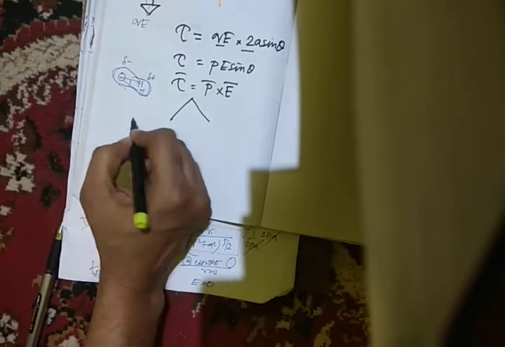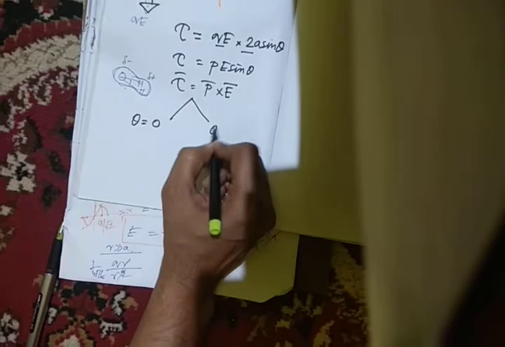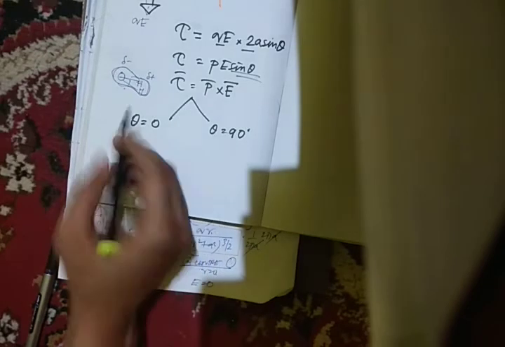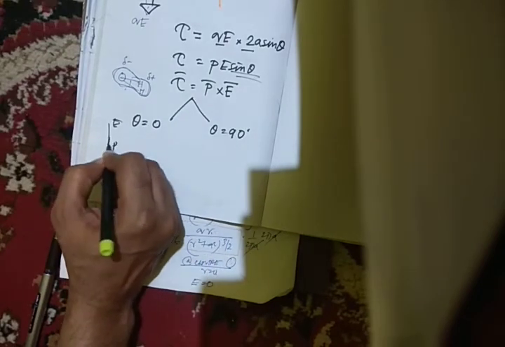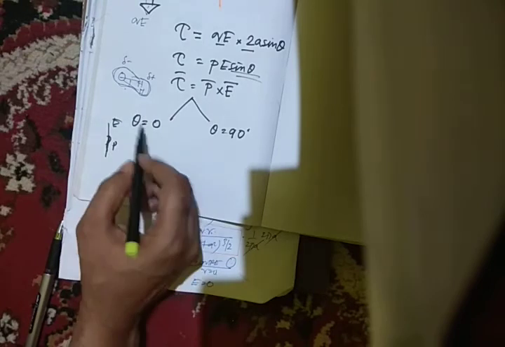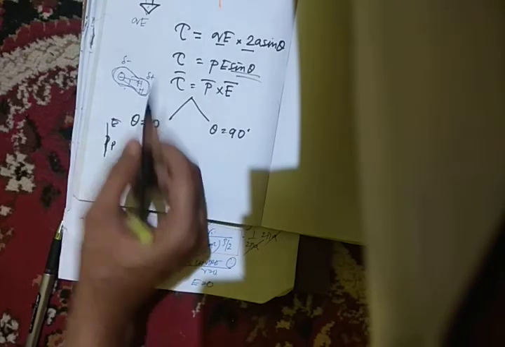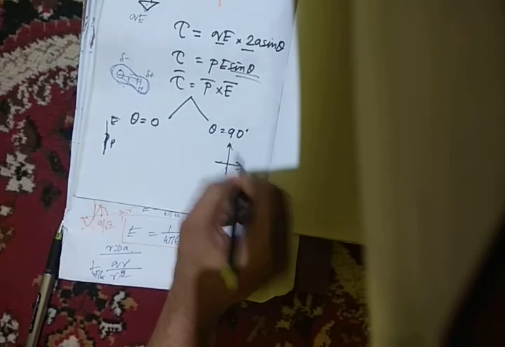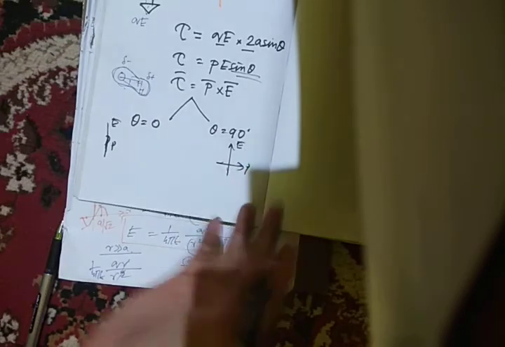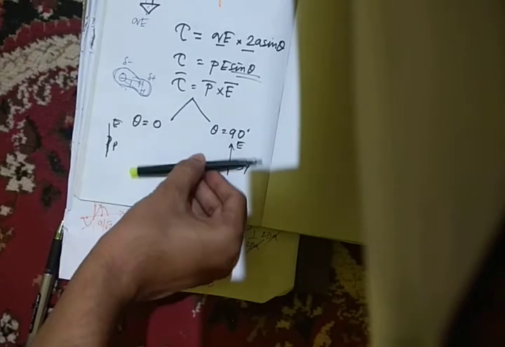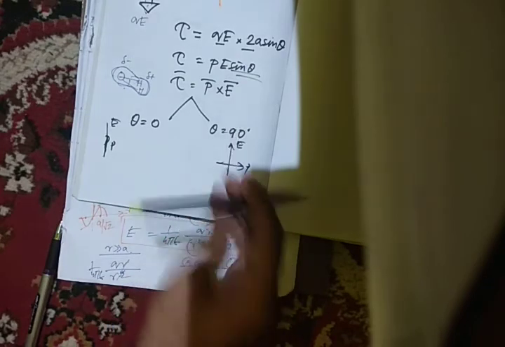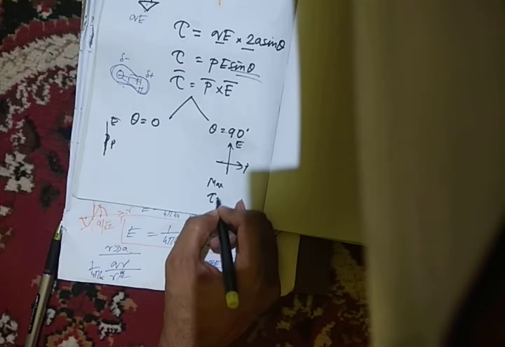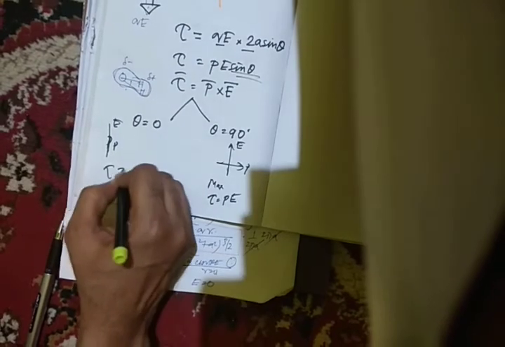So when theta is equal to 0 and theta is equal to 90 degrees, this sin theta part will come into play. When theta is equal to 0, it is perfectly aligned with the electric field, 0 degree angle. Sin 0 is equal to 0, so there will be no torque. And when theta is equal to 90 degrees, that is P is here and field is here, there will be maximum torque. It will try to align the dipole towards it. So here it is maximum, and tau is equal to 0.